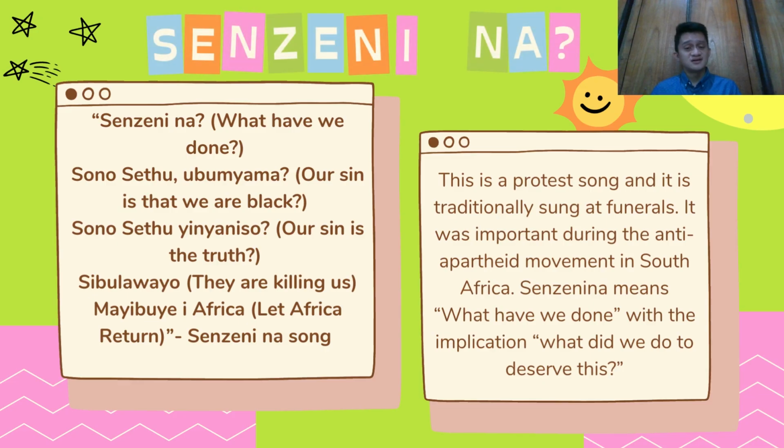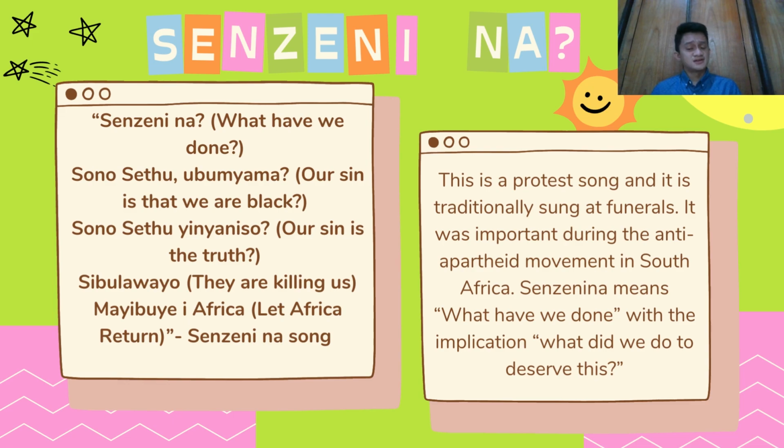Now that you have listened to the song, let's break it down. Senzenina, what have we done? Sono sensu ubuyama. Our sin is that we are black. Sono sensu yin yaniso. Our sin is the truth. Sibulawayo. They are killing us. Maebuye e Africa. Let Africa return.